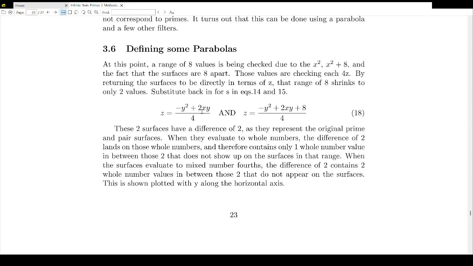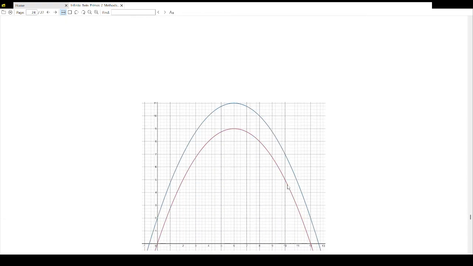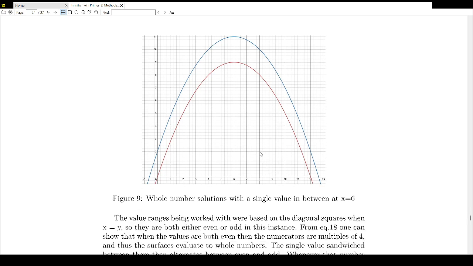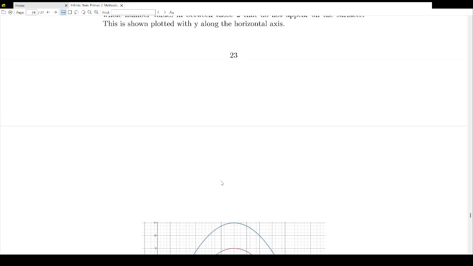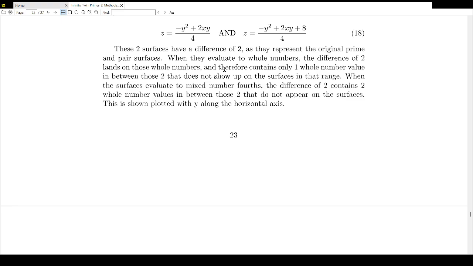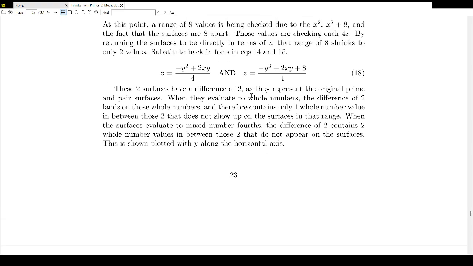And when we revert back to our original surfaces, when these are whole numbers, you get one number in between them, and when they're fourths, you get 2 numbers in between them. So here's the whole number solutions. Here's a graph for the whole example for the whole number solutions, and x equals 6.